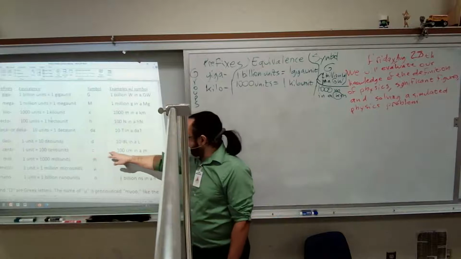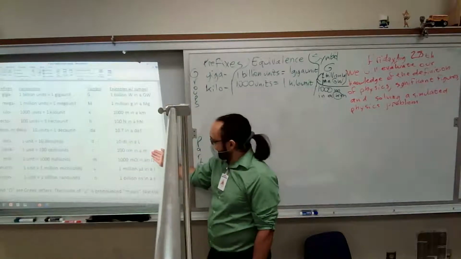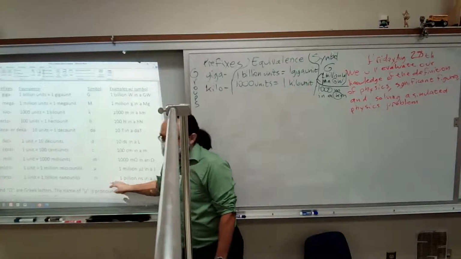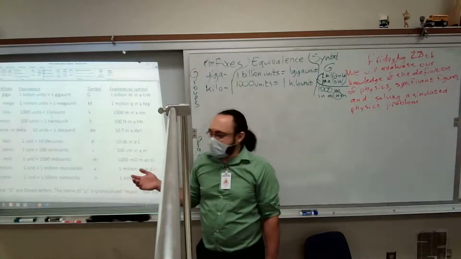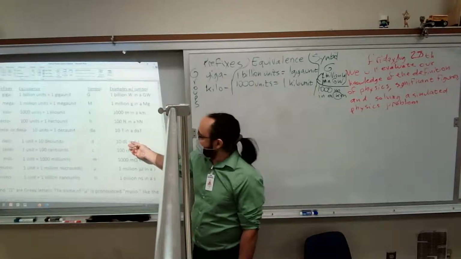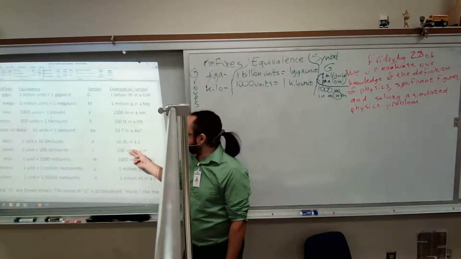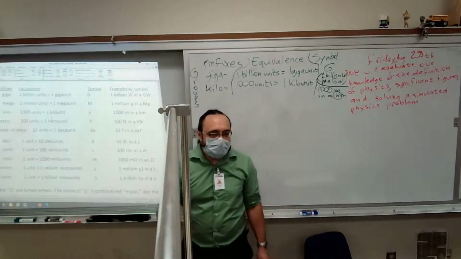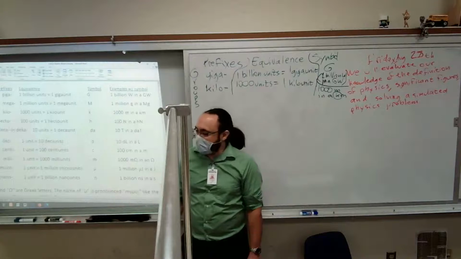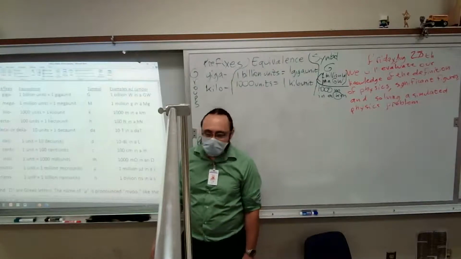Centa is the next one, lowercase c, 100 centimeters in a meter. It's a familiar example. And now we're getting down to, in scientific notation, the negative exponents for that. So a deci unit would be 10 to the negative 1. Centa unit would be 10 to the negative 2. So that would be, deci unit would be 0.1. Centa unit is 0.01. Like 0.01 meters is a centimeter.